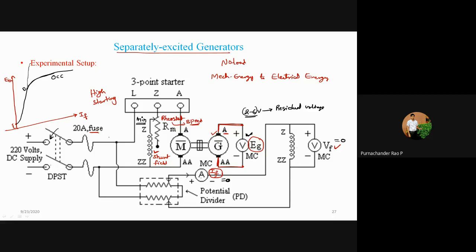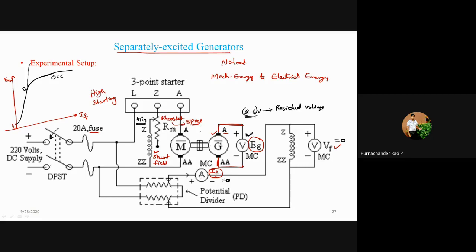Now next, there is a handle here at the 3-point starter. With the help of this handle, we need to start the motor. Now the motor starts rotating. When the motor is rotating, this shaft is automatically connected to the generator, and your generator is also rotating with a certain speed.